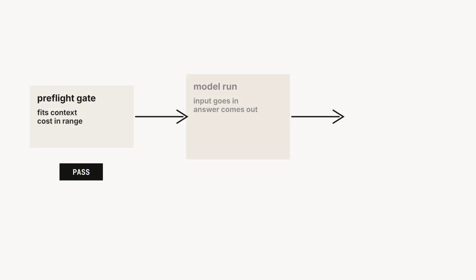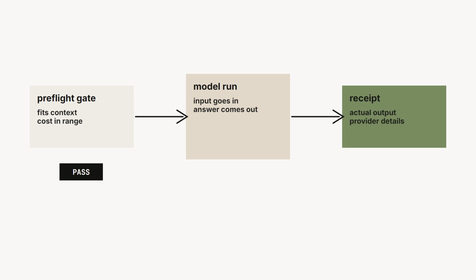If the API gives you usage after the call, why count tokens before the call at all? Preflight counting tells you whether the request is likely to fit and whether the cost is in the range you expect. The actual usage report tells you what happened after generation, including the output length and any provider-specific details.